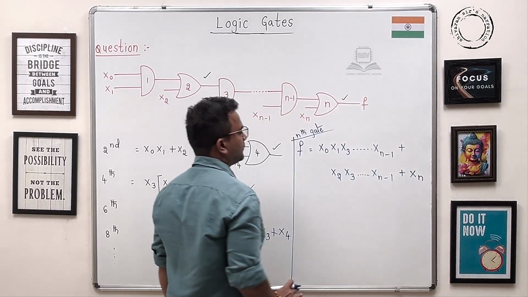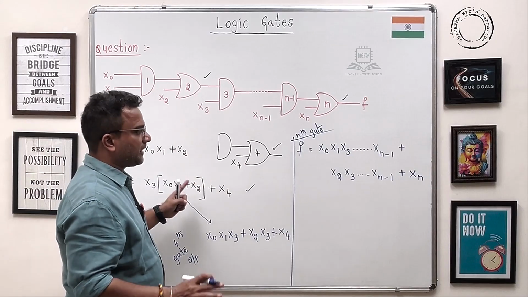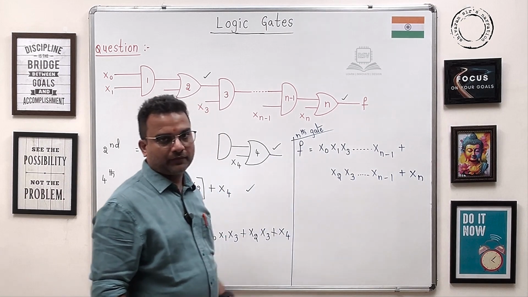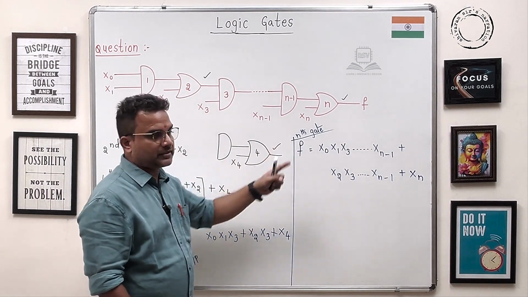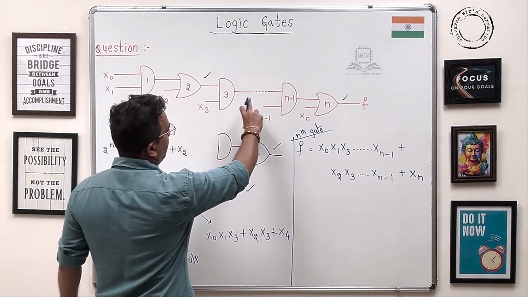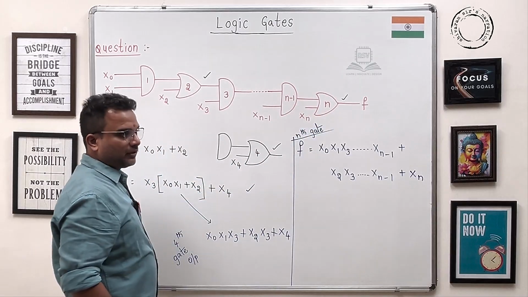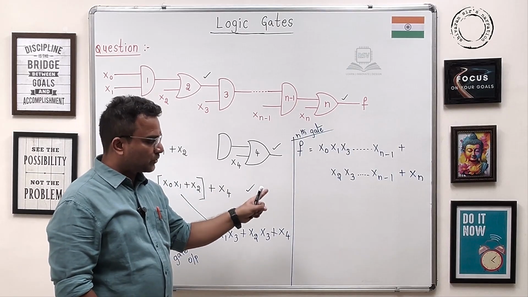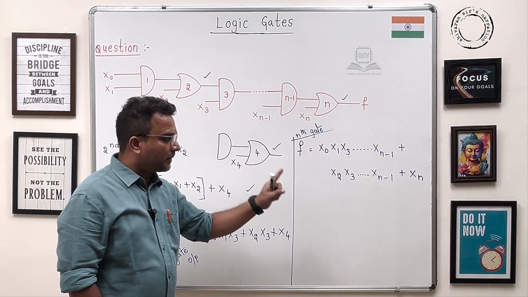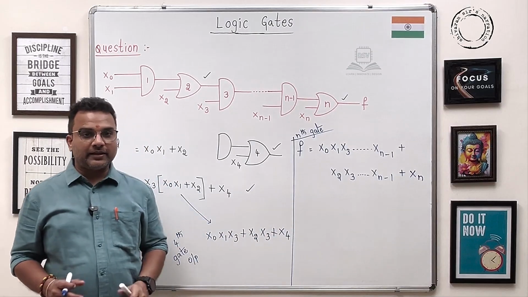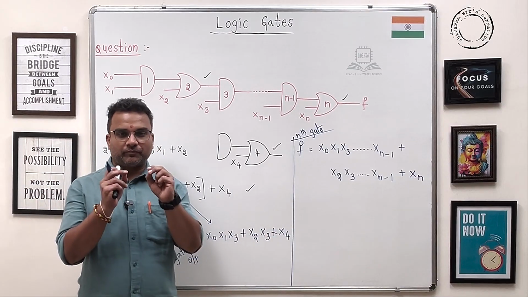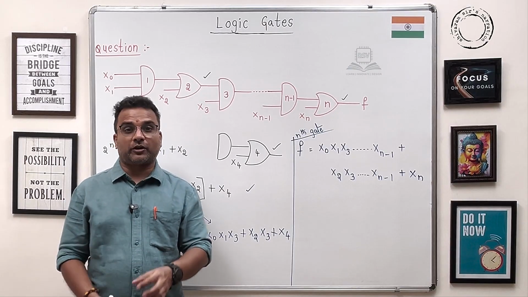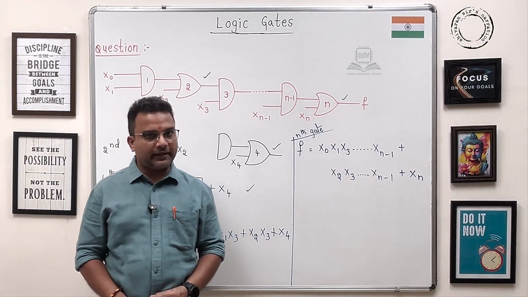So for this given design, the logic expression for f, for n number of gates in this AND-OR cascading fashion, is x0 x1 x3 and so on xn minus 1 plus x2 x3 and so on xn minus 1 plus xn, right guys? These are some tricky examples which can cultivate your logical reasoning, right guys?